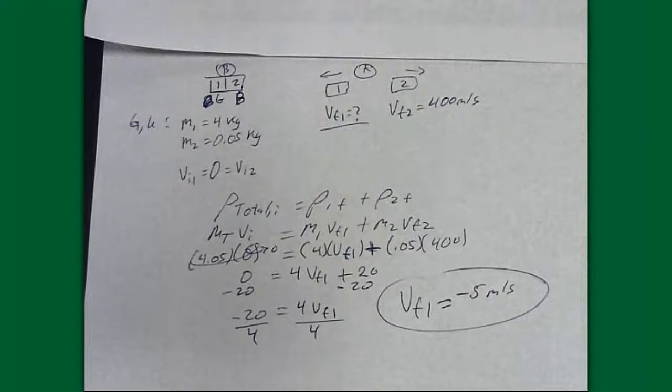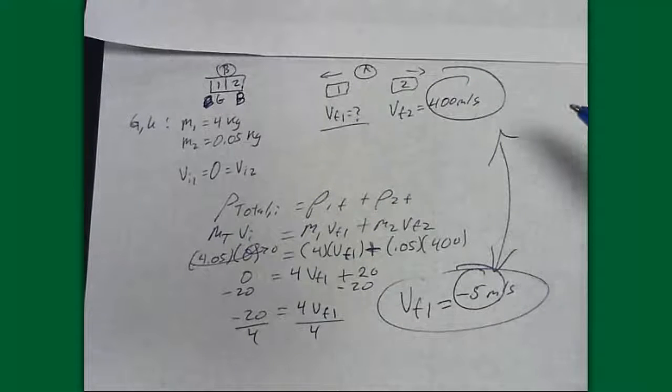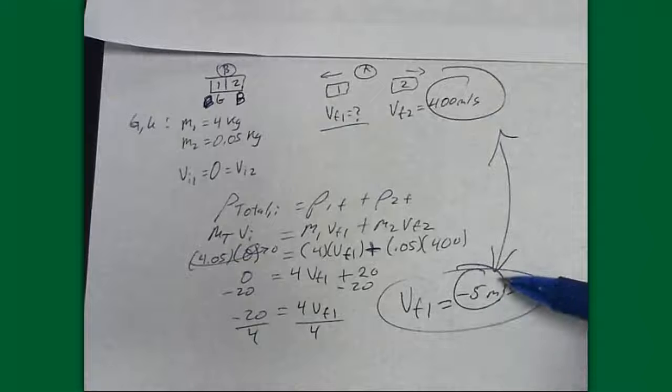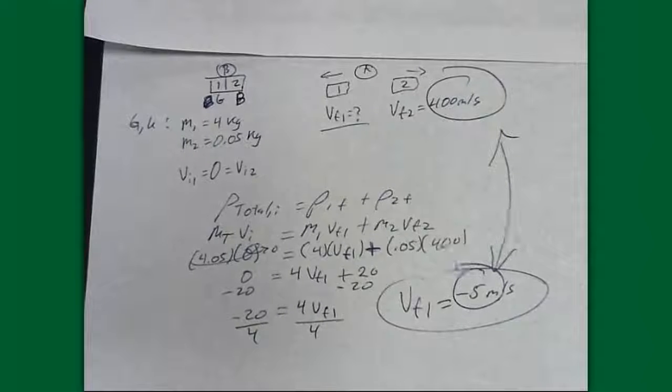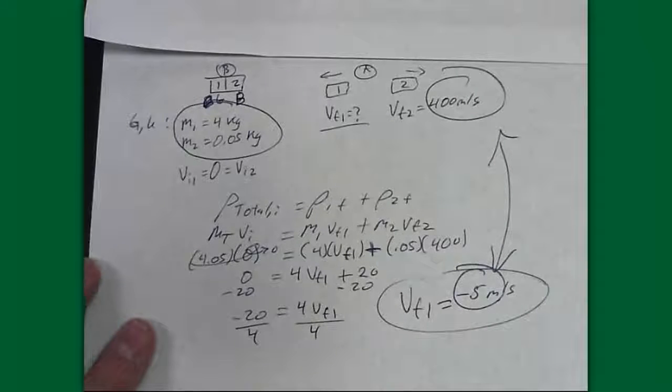So I want you to notice, first of all, that there's a big, massive difference in the velocities of object number 1 and object number 2. The gun is fired. You have a bullet moving at 400 meters per second. You have the gun moving the other direction at 5 meters per second. And the question I would ask you if we were in class is, why are those two velocities so different? And the answer lies in this information right here. The masses are so incredibly different.